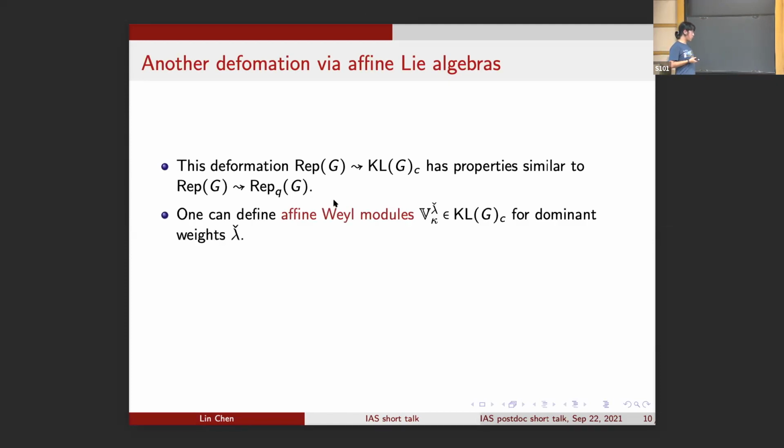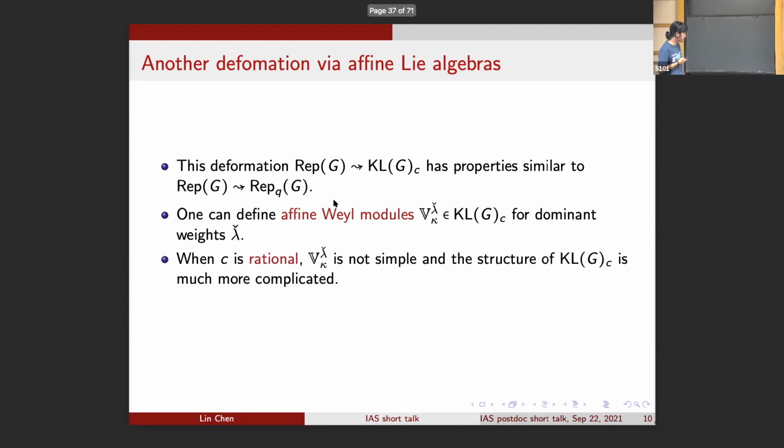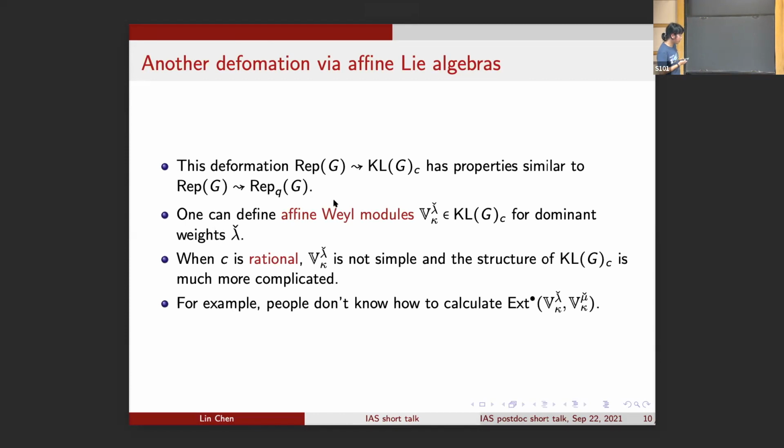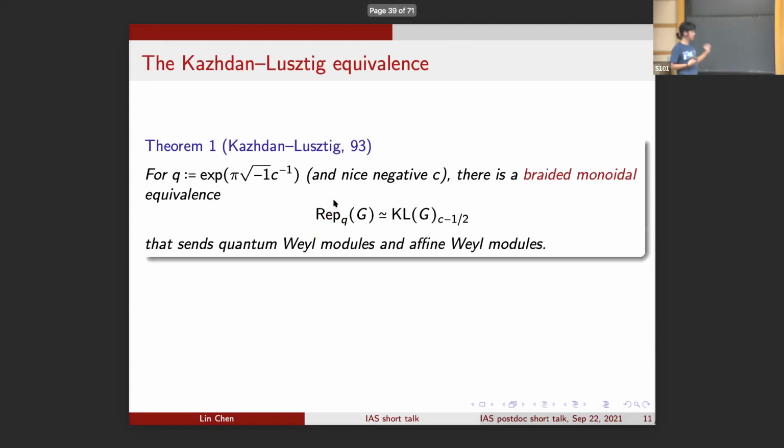So in particular, you can define affine Weyl modules by using induction, and they are labeled by dominant weights. And this time, when c is rational, these affine Weyl modules are not simple. And in that case, the structure of this category is very complicated. And again, we don't know how to calculate the extension groups. So I guess people can already guess what would be the next page. Let me just show you.